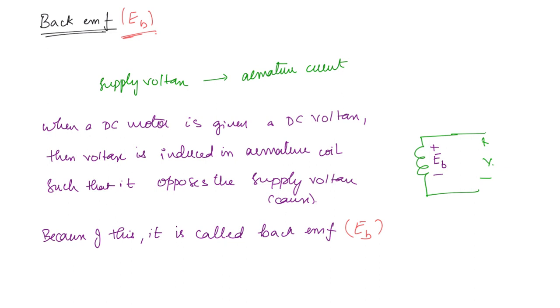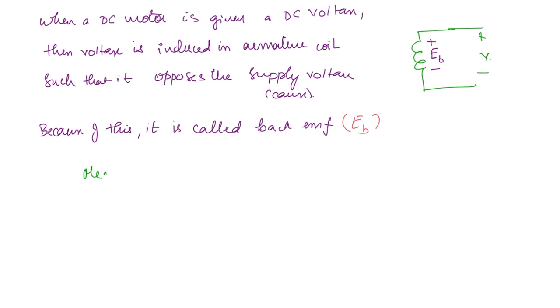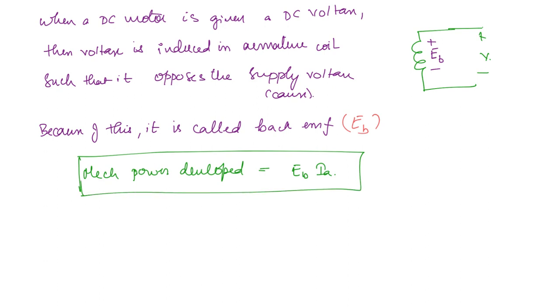Now the significance of back EMF is that the amount of work done by the external source against this back EMF is equal to the work required to rotate the motor. That means you can write the mechanical power developed is equal to the back EMF times the armature current. So if there is no back EMF, then there is not going to be any mechanical power. There is going to be torque only if there is a back EMF.